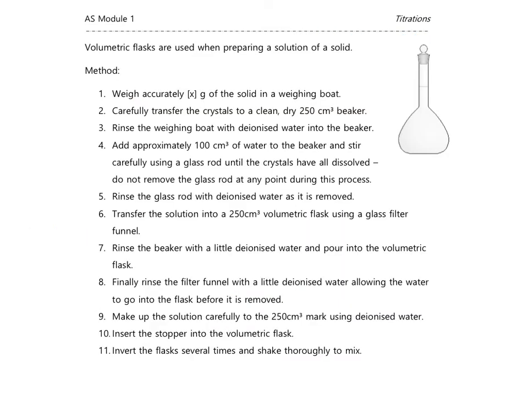Page 42 just talks about how to prepare a solution in a volumetric flask of a solid. And just remember, a volumetric flask gives you a really accurately known volume. That's important for our titrations, because we need to know that, say for example, this volumetric flask contains exactly 250 centimetres cubed. So if I'm pipetting 25 centimetres cubed out for my titration, I know that that sample contains exactly 1/10 of the number of moles.